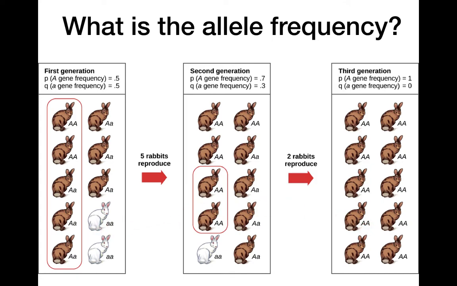There must be some reason why white rabbits are never breeding. Maybe they're really easy for predators to see. Something like that might be happening to them.